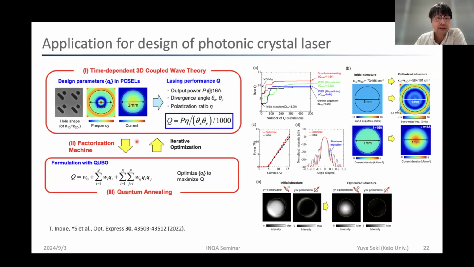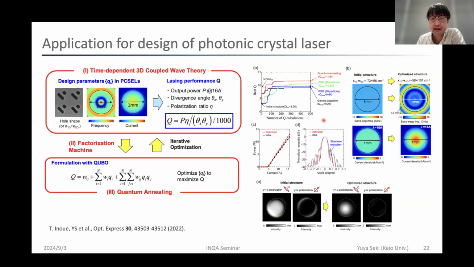We collaborated with experimentalists who developed the photonic crystal lasers, and we tried the optimization of the design of photonic crystal lasers by using simulations. Here, the black box function is the simulator, and the simulator accepts the shape of these holes and returns the lasing performance Q given by here. And the task is to find the best shape to maximize this lasing performance Q.